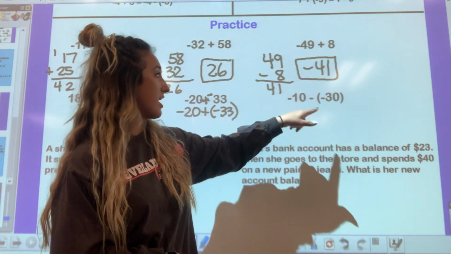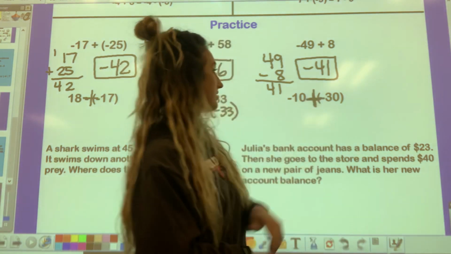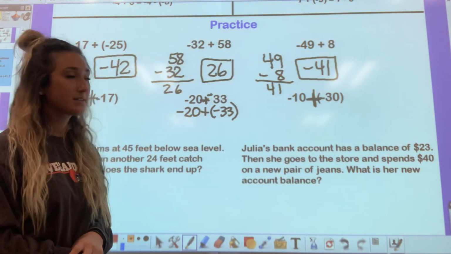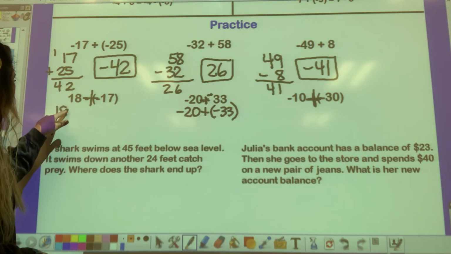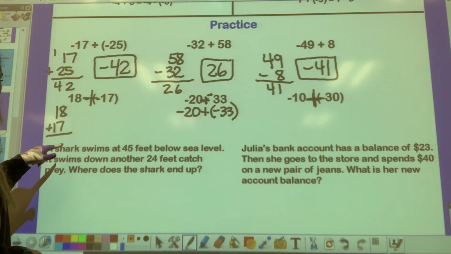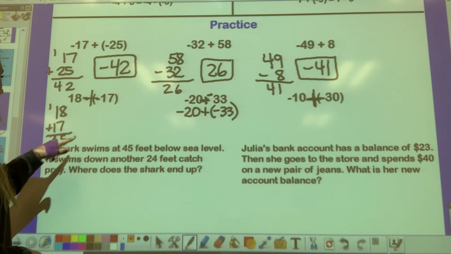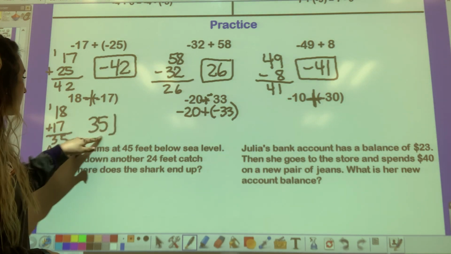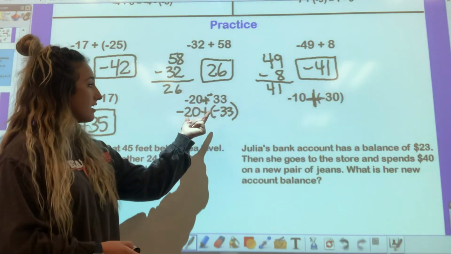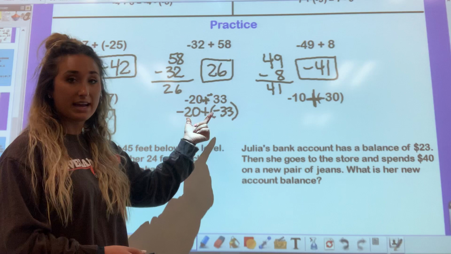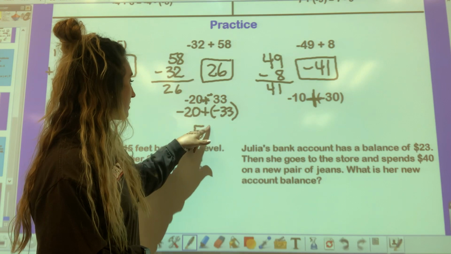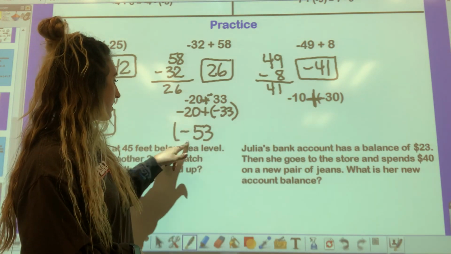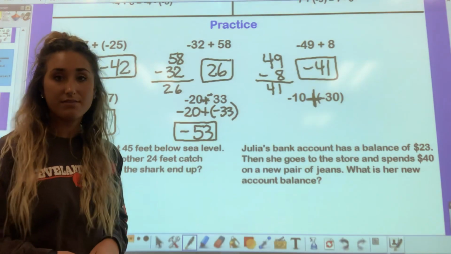And again, we have a subtracting a negative, so let's make that just a plus sign. So now we're just back to where we were up here. This is just 18 plus 17, which is 35, positive 35. Here we're adding integers with the same signs, so we're going to add these values. 20 plus 33 is 53, and keep that negative sign, making the answer -53.